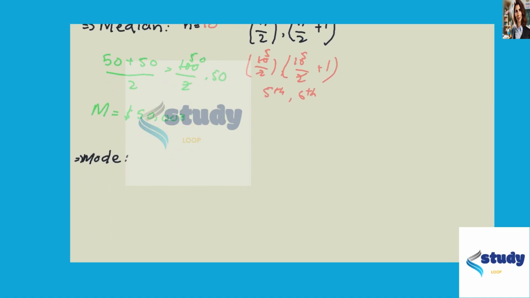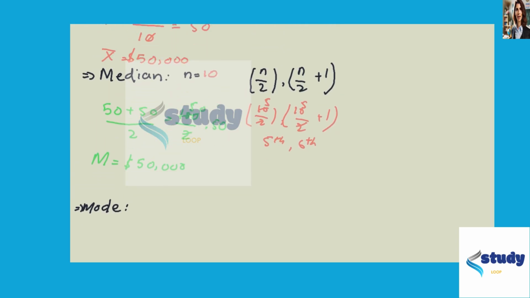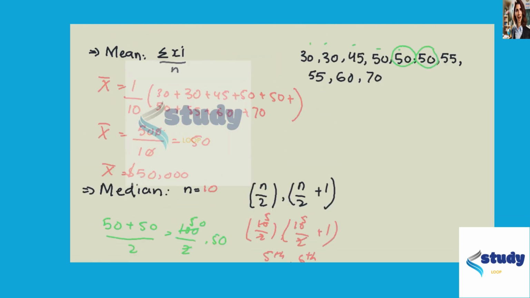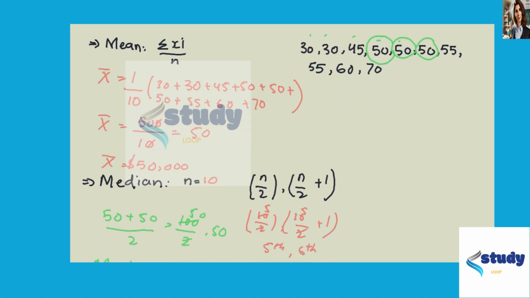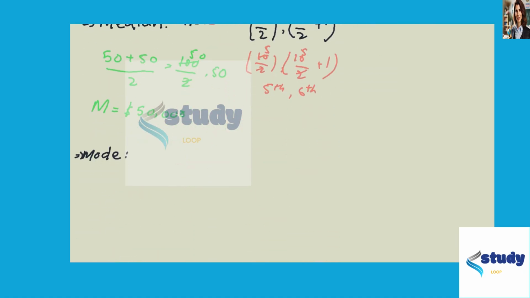What is mode? Mode is the number that is repeated the most. So let's find it in the data. We get that 50 is the most repeated number because it is repeated 3 times. So let's write that the mode is also $50,000.